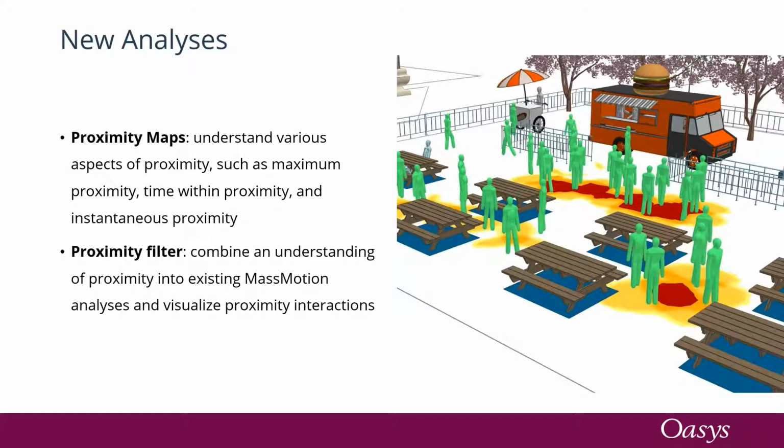And so how do we do this, and how can we quantify some of these different things? And so there are two key components, which I'll go into a little bit more detail about, and they are the proximity filter and proximity maps.